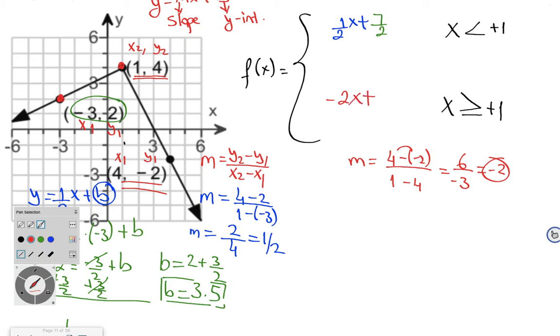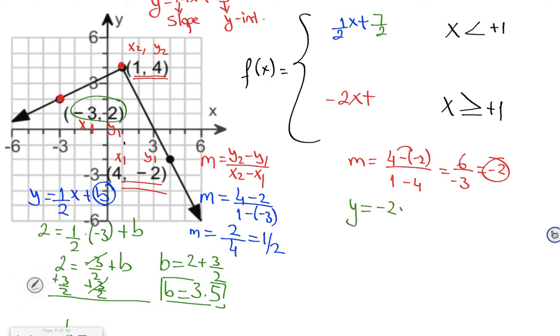So I know that this function will be -2x plus the y-intercept. What is the y-intercept? How am I going to find it? My function will be y is equal to -2x plus b. I can substitute one of the points. I would like to substitute this point, 4 and -2.